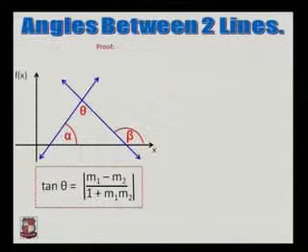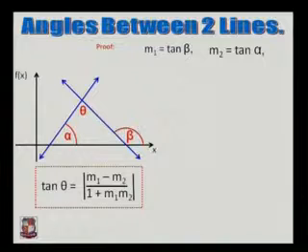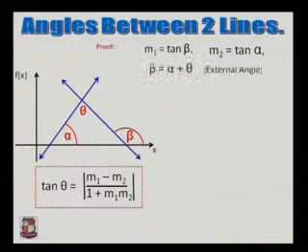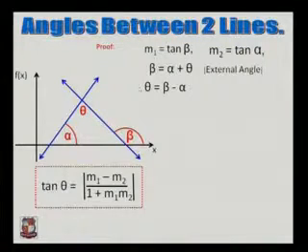If we look at the proof, m1 is equal to tan beta, because the slope of the first line is m1 and the angle is beta. Clearly m2 is equal to tan alpha. By trigonometry, beta is equal to alpha plus theta, which is the external angle of the triangle. So theta is equal to beta minus alpha, and we need theta.